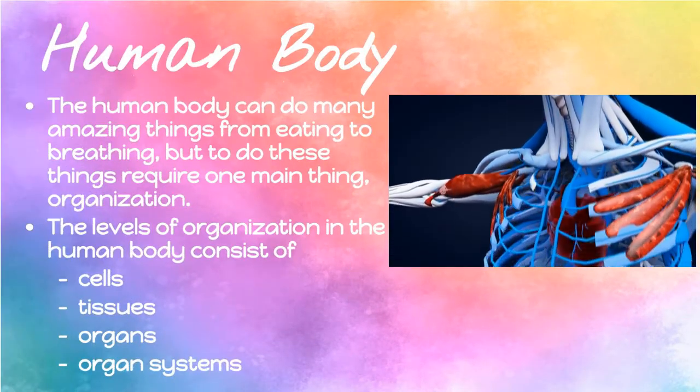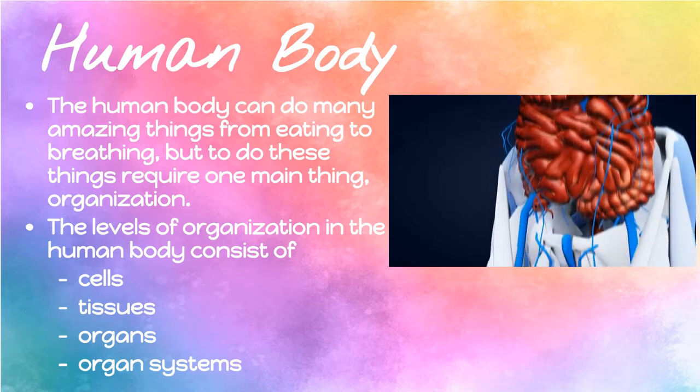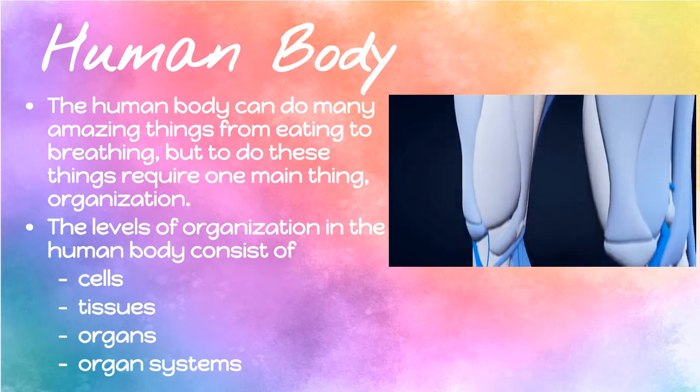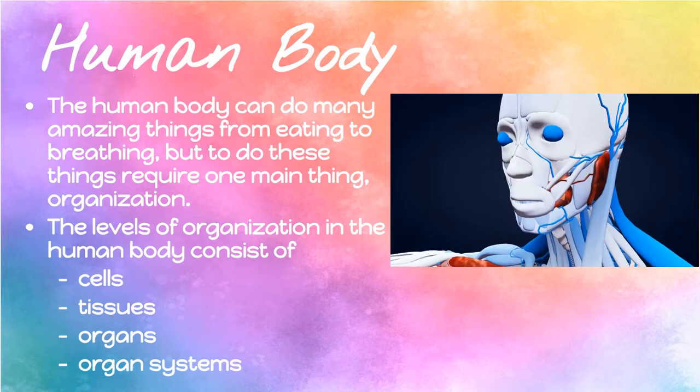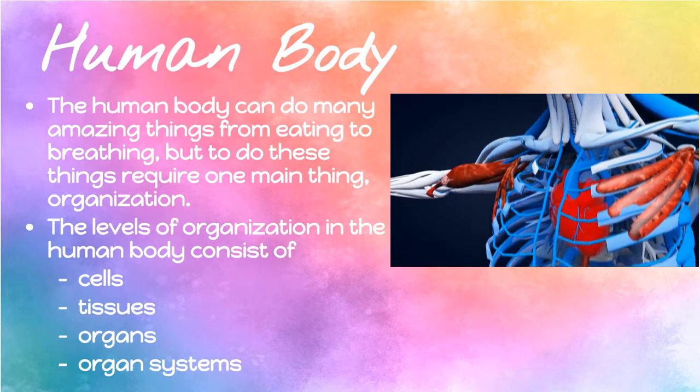The human body can do many amazing things, from eating to breathing, but to do these things requires one main thing: organization. The levels of organization in the human body consist of cells, tissues, organs, and organ systems.